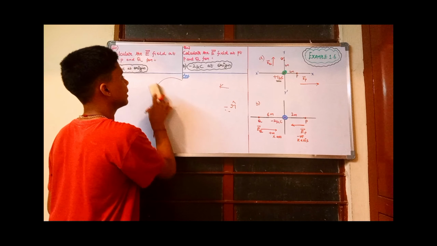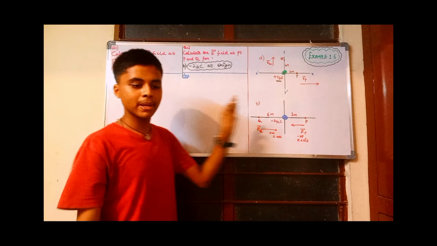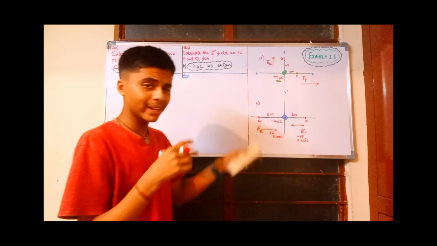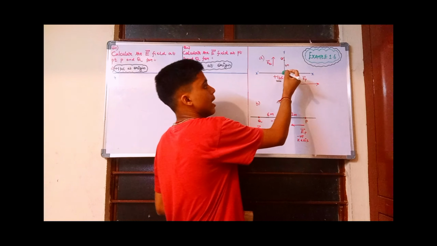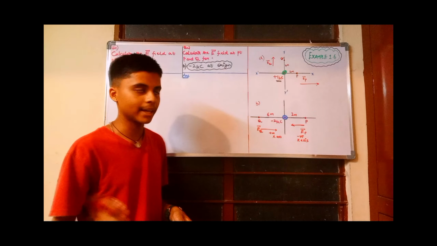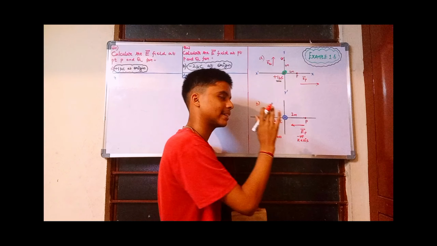Now let us move on to the diagram. The diagram has been given in the question. We have two example graphs: in one graph the source charge is positive and in another graph the source charge is negative. Let us see the first graph.